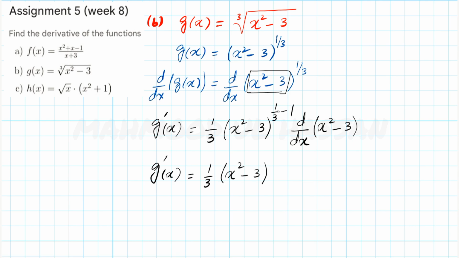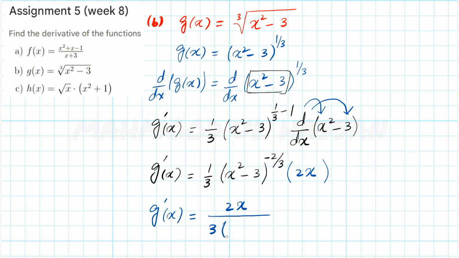Okay, so g prime of x is equal to 1 upon 3 x squared minus 3, and the power would become 1 upon 3 minus 1, which is negative 2 upon 3. Okay, and now here we are going to use the sum rule as well. So the derivative will apply with x squared and then with 3. So we know that the derivative of x squared is 2 times x, and the derivative of 3 is going to be 0 because it's a constant. Now here we have g prime of x equal, this can be written as 2 multiply x divided by 3 times x squared minus 3 whole power 2 divided by 3.